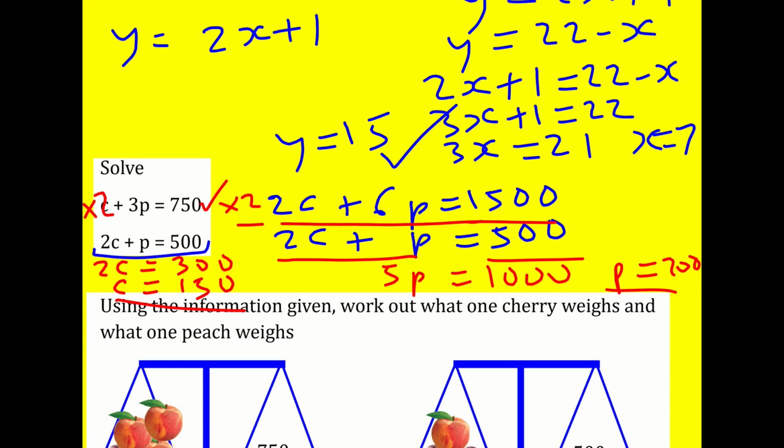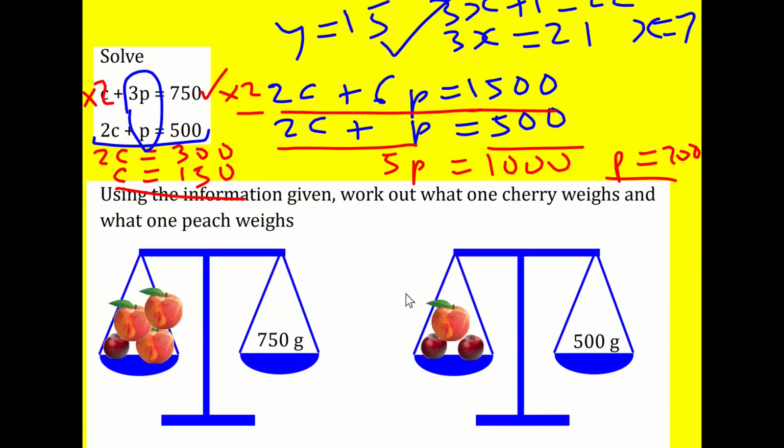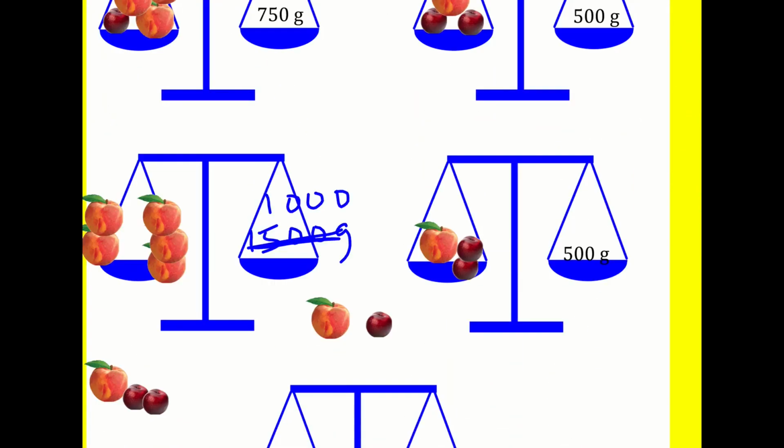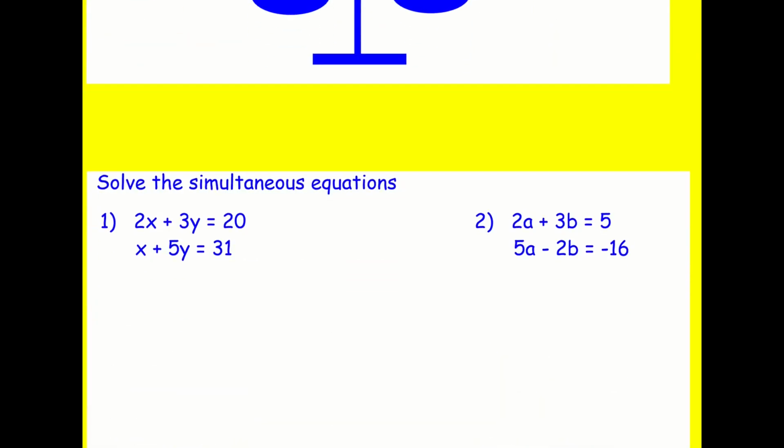I don't think I'm going to do that right now, but you could have a go at it. But yeah, if I multiplied this bottom one by 3, I would make both of these 3p. And then I can again subtract them, but I'd solve it for C instead. Okay, hopefully you're happy with that. We're going to do 2 more examples.